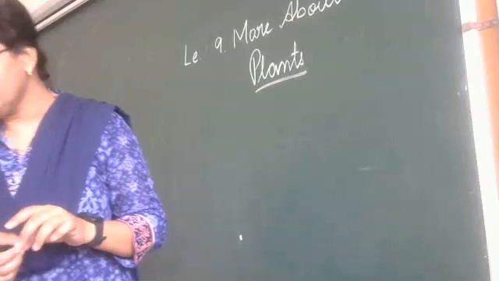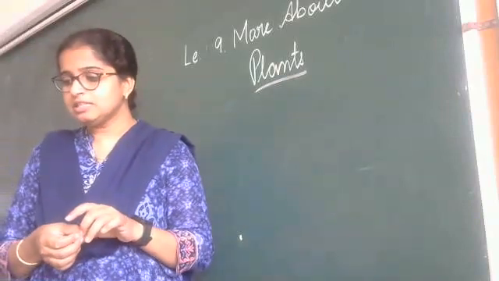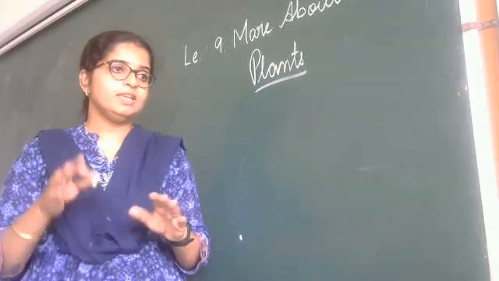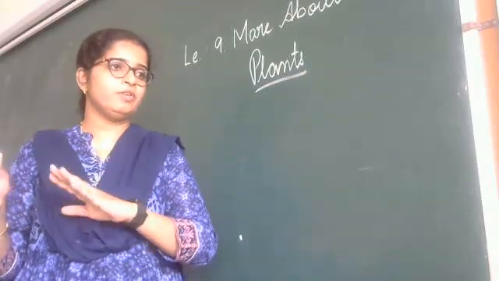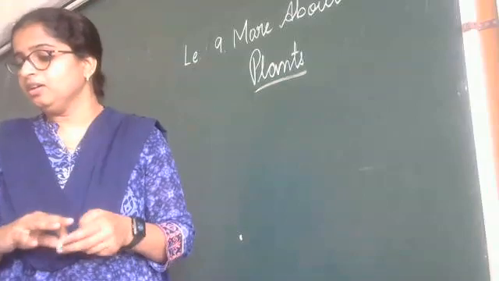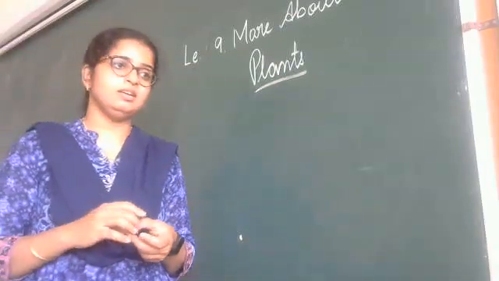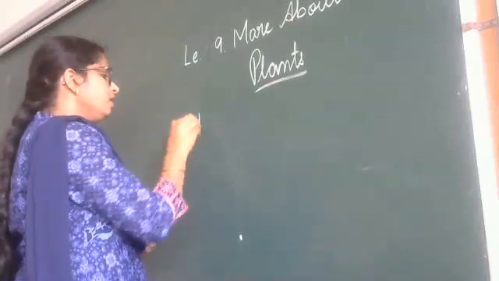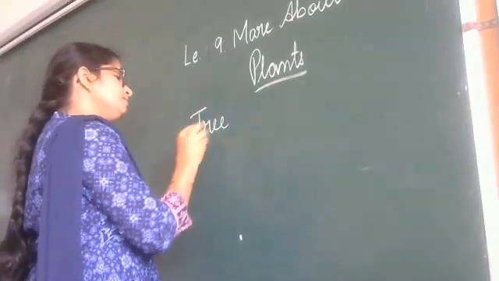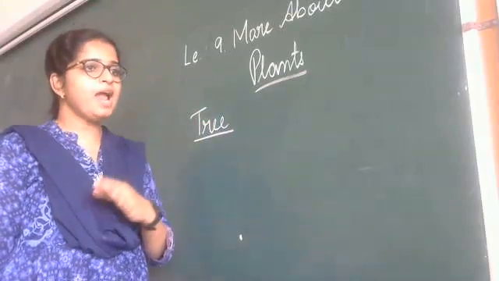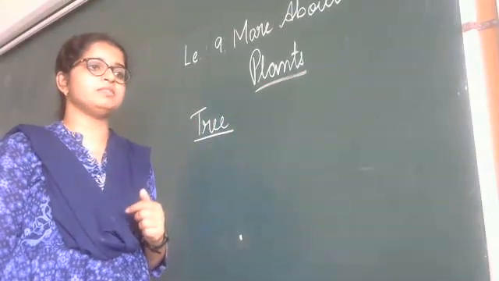Different plants have different types of stem. Let us learn about some types of plants. Each plant is different from the other. So now let us learn about some types of plants. Here in plants, first we will see this plant that is called a tree. Trees are different, plants are different. How is it different from each other?